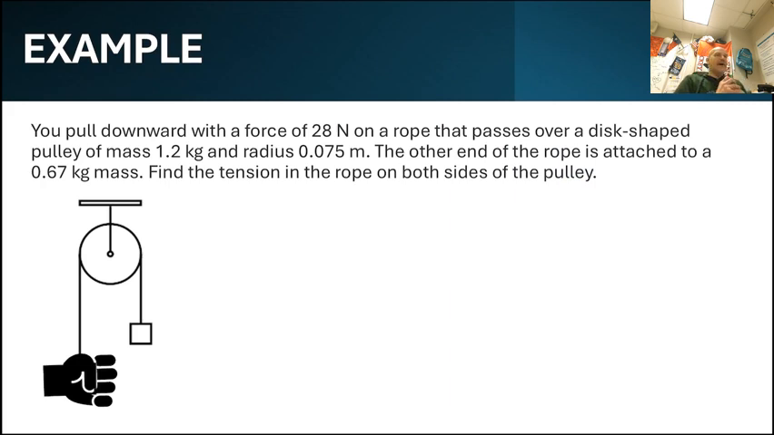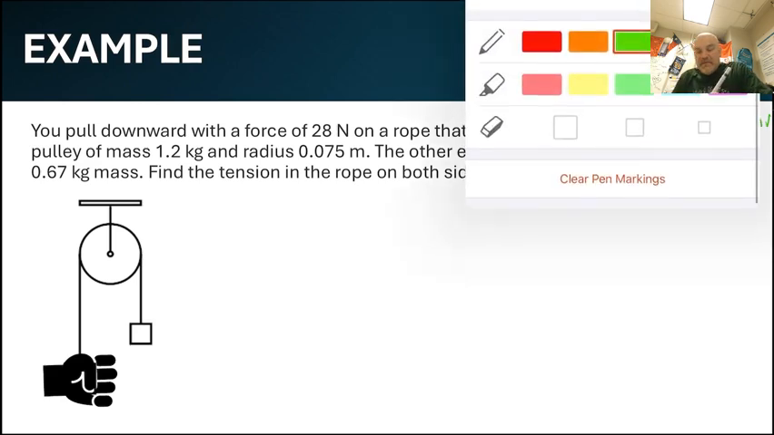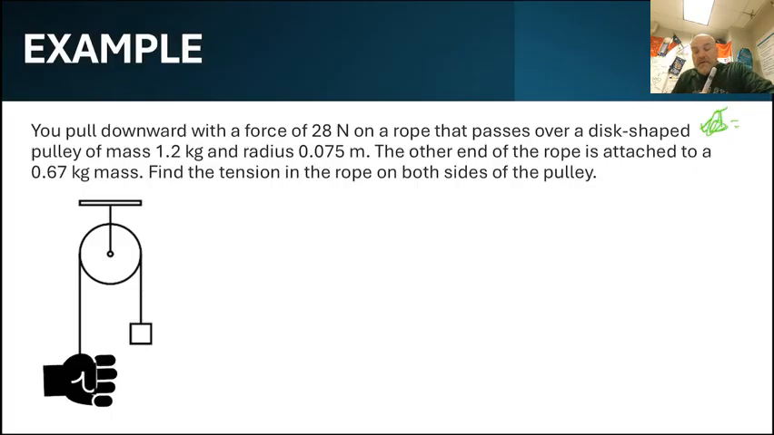Here we're pulling with a downward force that passes over a disc-shaped pulley. That's important because the disc shape tells us that the moment of inertia is 1/2 mr squared. Sorry, I wrote it really tiny off to the side, so I'll write it over here. The moment of inertia for a disk is 1/2 mr squared. You can determine that right now, or you can do some algebra.